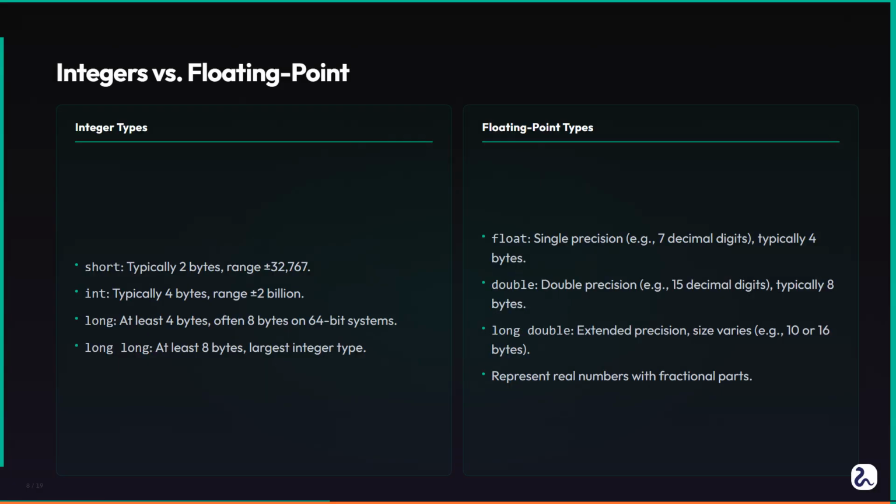For numbers with decimal points, we have floating point types: float for single precision, double for double precision, and long double for extended precision. Double is the default for floating point literals and computations due to its balance of precision and performance. Finally, void represents the absence of a type, primarily used for functions that return nothing or as a generic pointer type, void pointer.